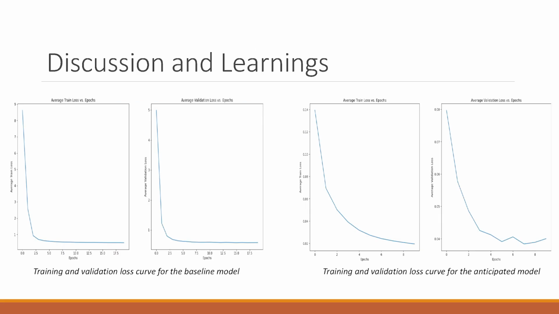As you can see in these 2 images, the validation and training loss curves for the baseline and the anticipated model follow a similar trend. In the baseline model, the loss decreased dramatically in the first 3 epochs, but the performance stopped improving in the following epochs. For the anticipated model, the validation loss decreased significantly in the first 4 epochs, and its performance is still continuously improving in the rest of the epochs.